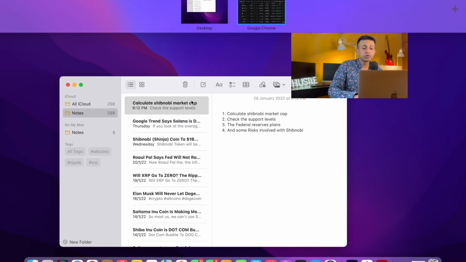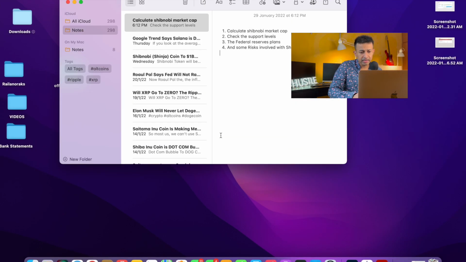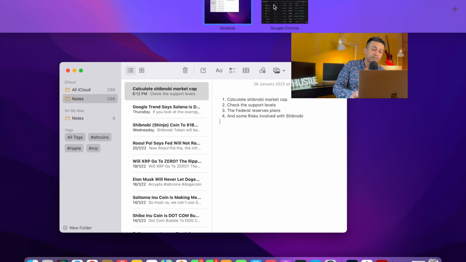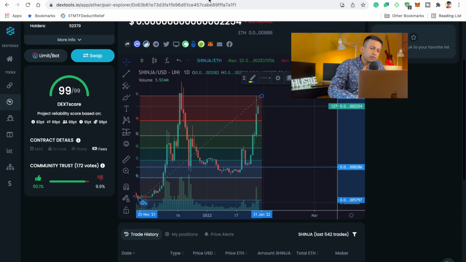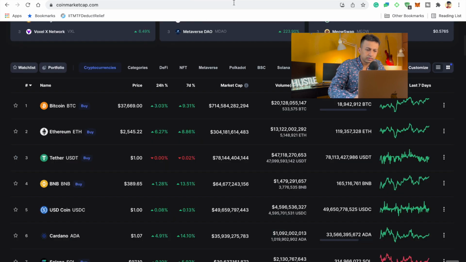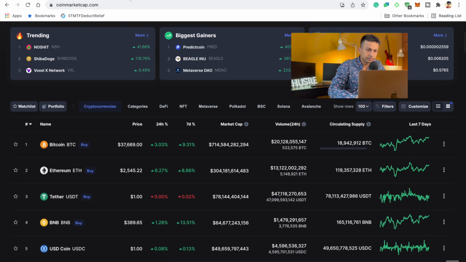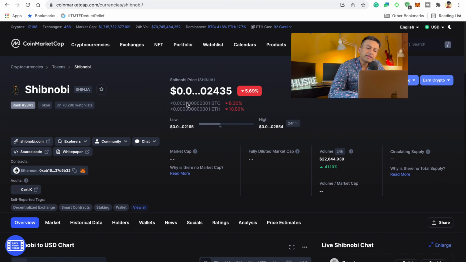Now, let's go to the fourth point of this video, and that is the risks involved with Shibnobi, right? So, when it comes to Shibnobi, of course, there are some risks involved as well. Now, if you look at, where is that? Here you go. CoinMarketCap still does not have Shibnobi's market cap. It did a few days back, but then it disappeared again.